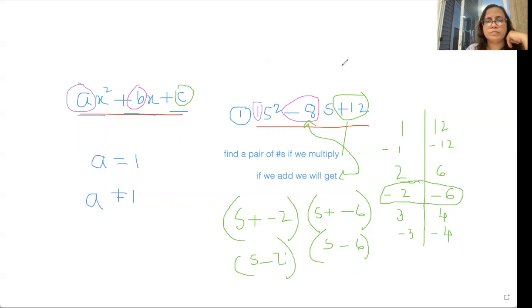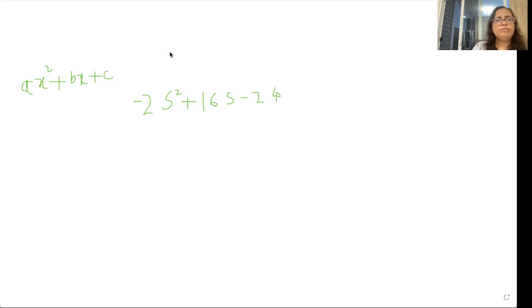Let me just clean this board. Our next problem is, suppose we have negative 2x squared plus 16x minus 24. The first equation had a leading coefficient of 1, but here our leading coefficient is not 1, it's negative 2. So what would be our first job? Our first job is to find out if there is any common factor between these three terms, 2x squared, 16x, and 24. And I can see there is one common factor, and that is negative 2.